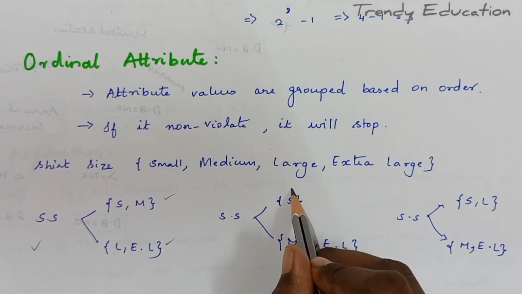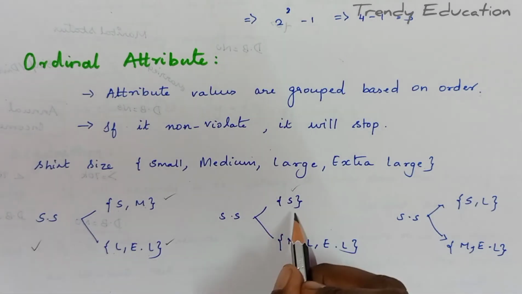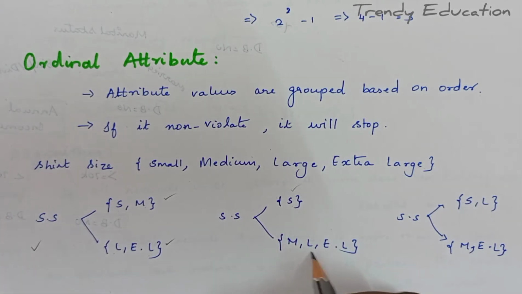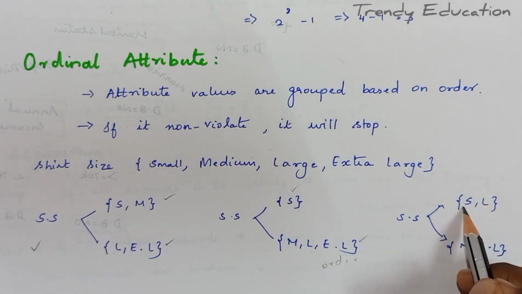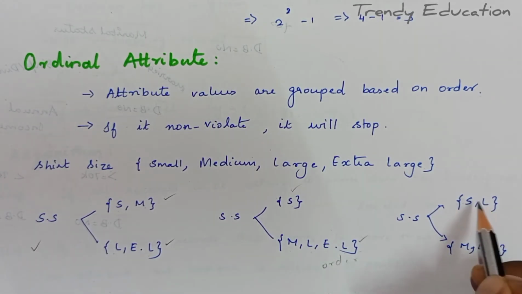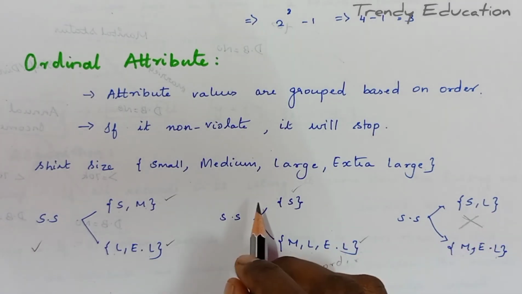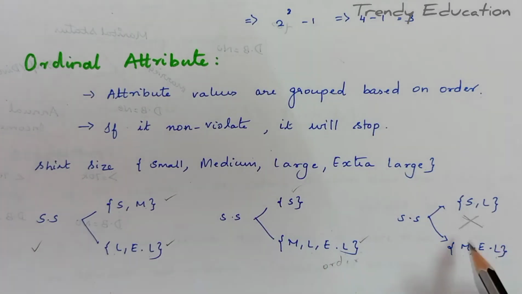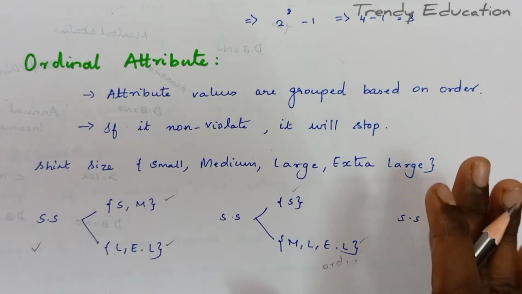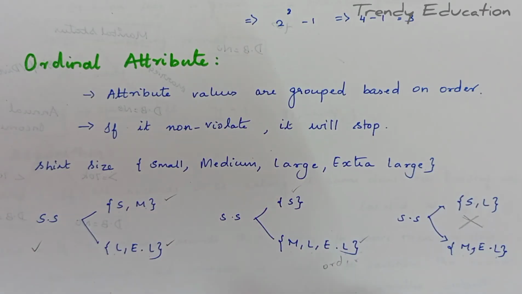And here the small is alone, and the medium, large, extra large are ordered. But here small and medium are separated and large and extra large are separated, and this violates the grouping. So this is not ordinal, and we will stop here.